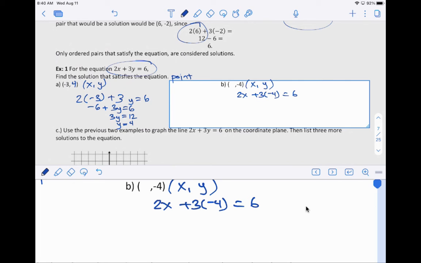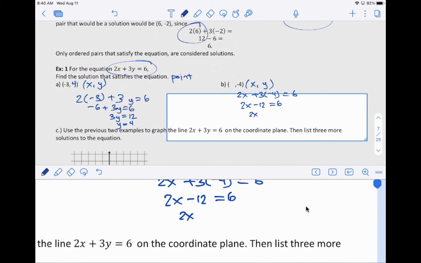Okay, still has to equal 6. Now it's a one variable equation. Now I can solve it. So I can use my solving techniques. 2x, add 12 to the other side, you get 18. X is equal to 6.